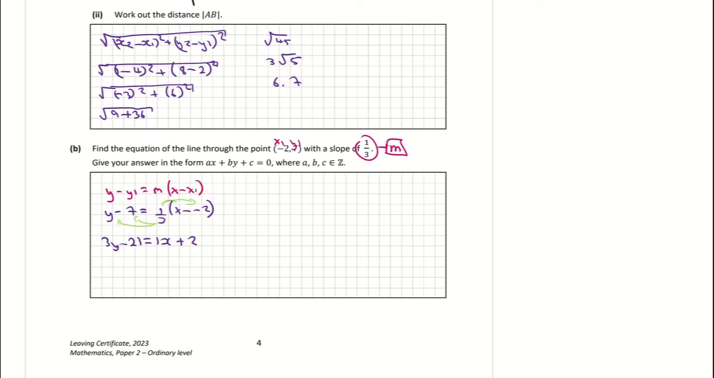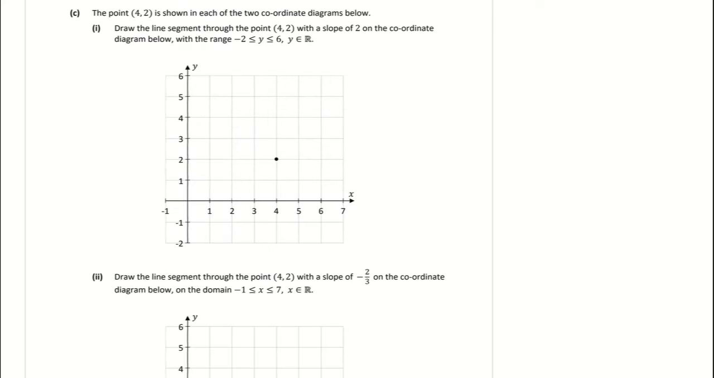I'm going to move everything to one side, so I'm going to keep the 1x, I'm going to keep the plus 2, I'm going to subtract the 3y from both sides and add the 21 to both sides, and that's going to equal to nothing. Rearranging that, I have 1x minus 3y, 2 plus 21 is 23, and I'm just going to put the 0 at the end. So 1x minus 3y plus 23.